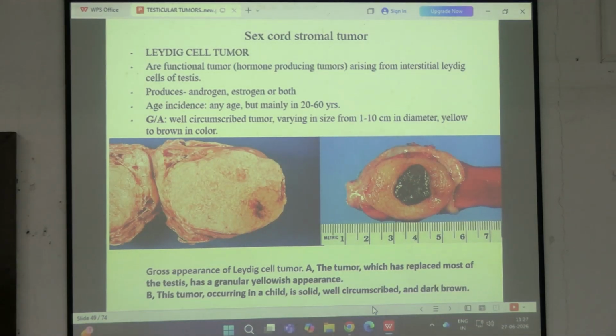Okay, sex cord stromal tumors, coming to Leydig cell tumor. They are functional tumors. Why functional? Because they produce hormones. They arise from interstitial cells of the testis, Leydig cells. They produce androgen, estrogen or both. It can occur at any age, so there is a huge age range, between 20 to 60 years. Gross appearance: well circumscribed tumor varying in size from 1 to 10 centimeters, yellowish to brown in color.